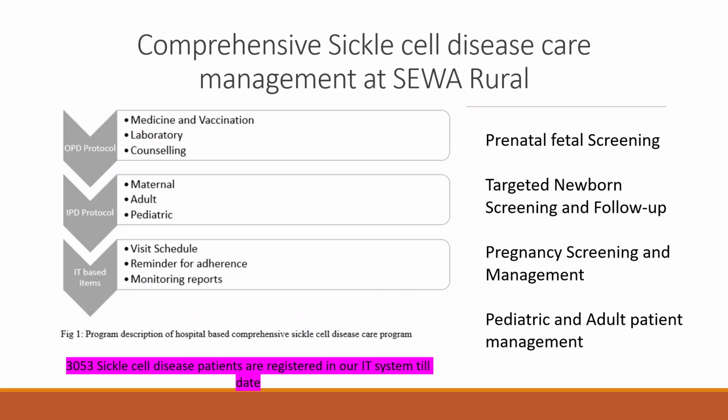So in Seva Rural, we have a very comprehensive sickle cell disease care management, starting from prenatal fetal screening to targeted newborn screening. We also manage pregnancy screening and its treatment. And we also do pediatric and adult management in outpatient and inpatient areas. We have developed a specialized IT system, and more than 3,000 sickle cell disease patients have been registered so far.